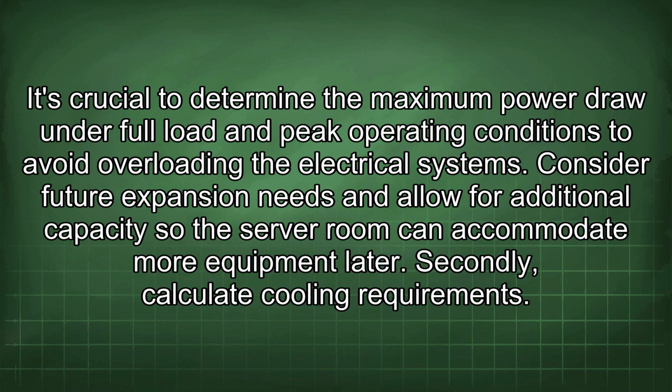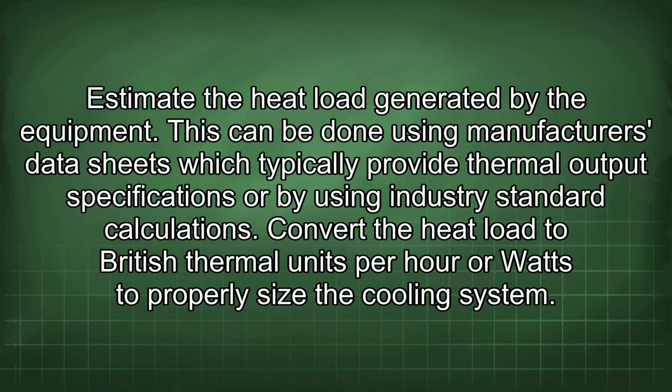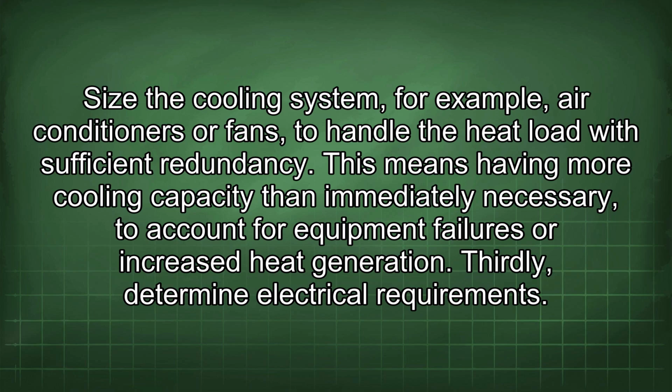Secondly, calculate cooling requirements. Estimate the heat load generated by the equipment. This can be done using manufacturers' datasheets which typically provide thermal output specifications or by using industry standard calculations. Convert the heat load to British thermal units per hour or watts to properly size the cooling system. Size the cooling system, for example, air conditioners or fans, to handle the heat load with sufficient redundancy. This means having more cooling capacity than immediately necessary to account for equipment failures or increased heat generation.